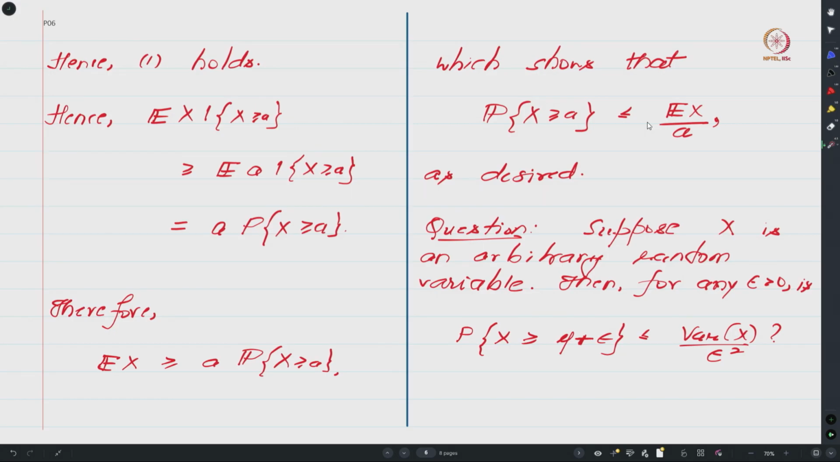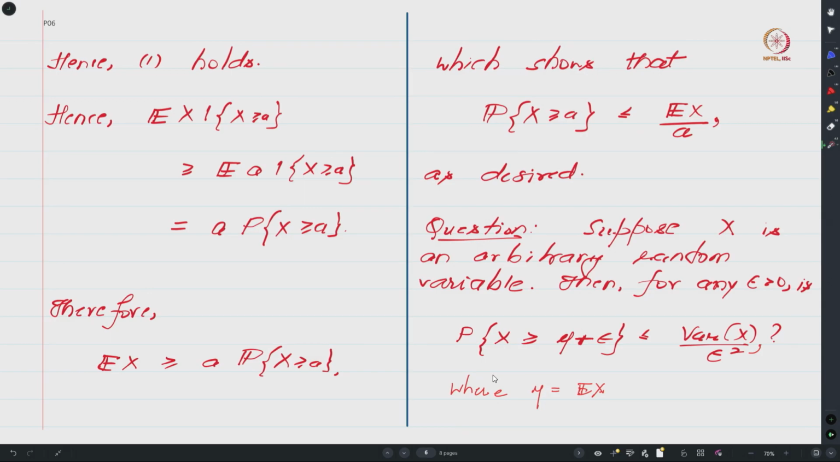Now let us see a question based on Markov inequality. Suppose X is an arbitrary random variable, then the claim is that for any epsilon greater than 0, the probability X bigger than mu plus epsilon is less than or equal to the variance of X by epsilon square, where I should perhaps add that mu is the expected value of X. Okay, and we will presume that these expectations and variances are finite for this inequality to make sense.